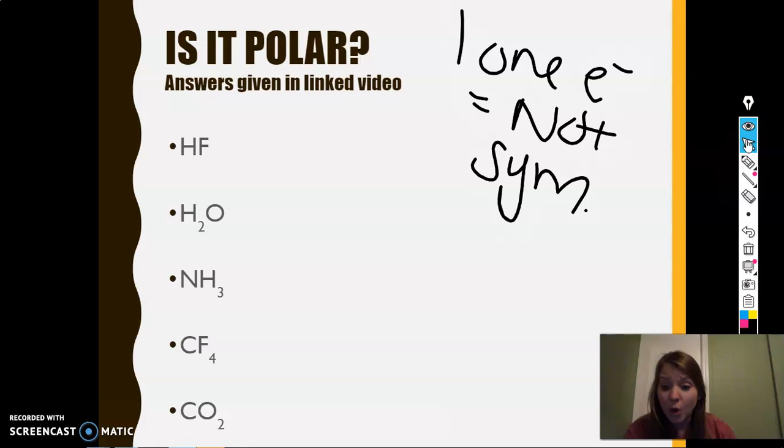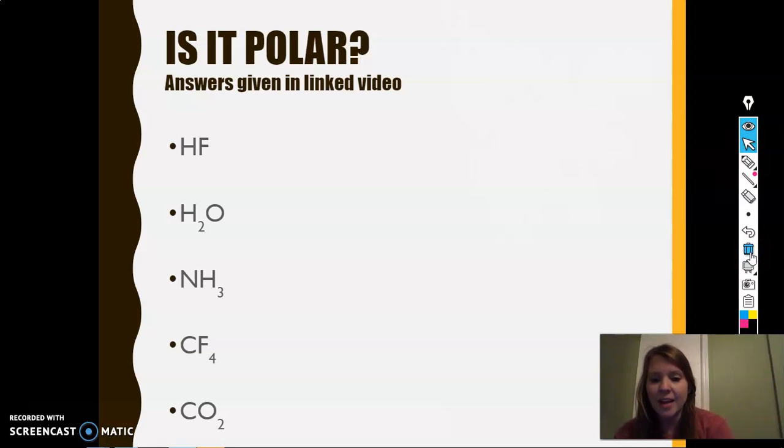When we draw these, remember we want that octet. I do highly recommend not focusing on the middle element, the main element. Focus on your quote unquote branches. But not all of our atoms follow the octet rule. It's super confusing to say this is a rule and it's really important, but every once in a while, it doesn't fit.